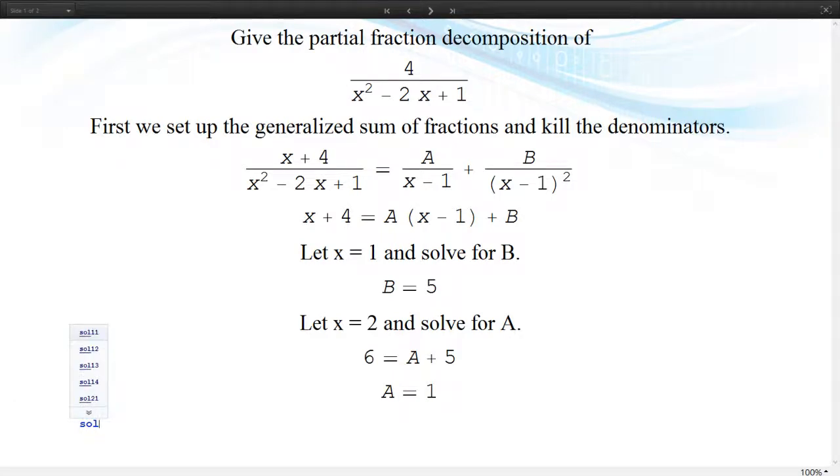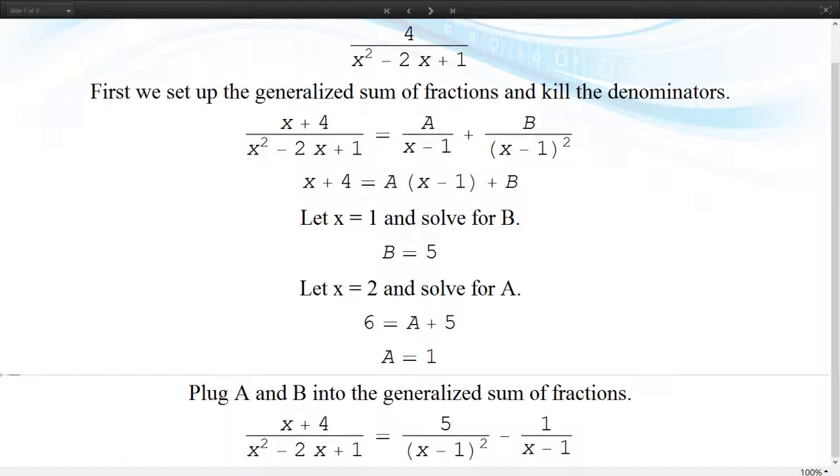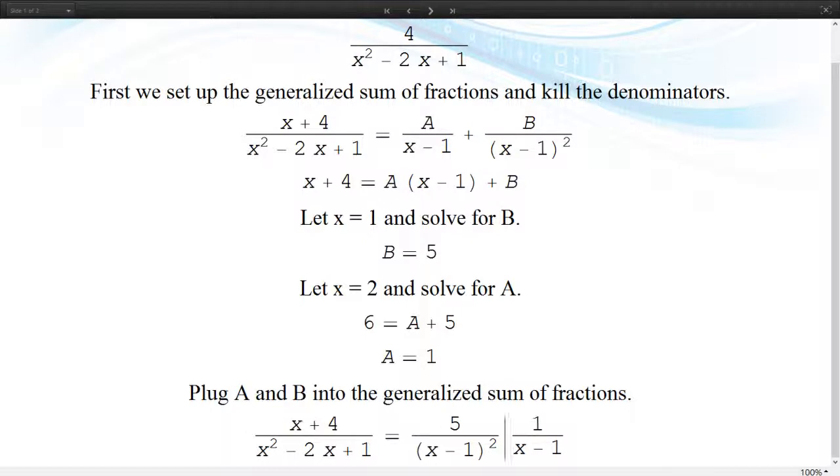Let's see, solution 24, 23. So we need to plug a and b into our generalized sum of fractions. A is positive 1, so I'll fix this. So we have that our original fraction equals 5 over x minus 1 squared plus 1 over x minus 1.